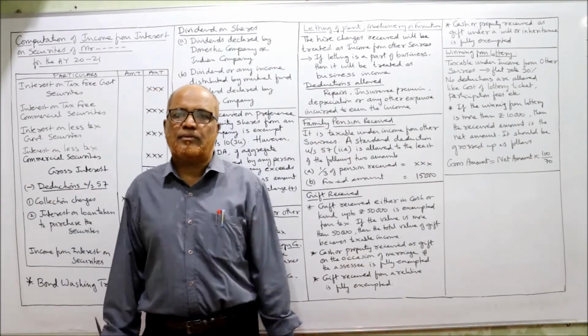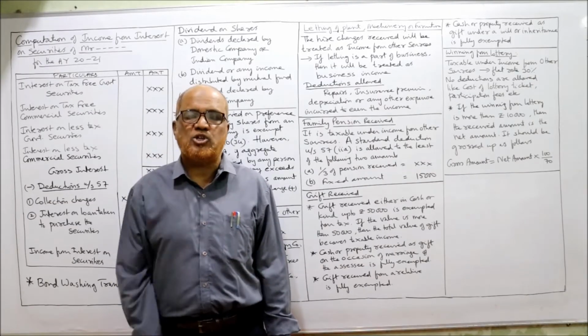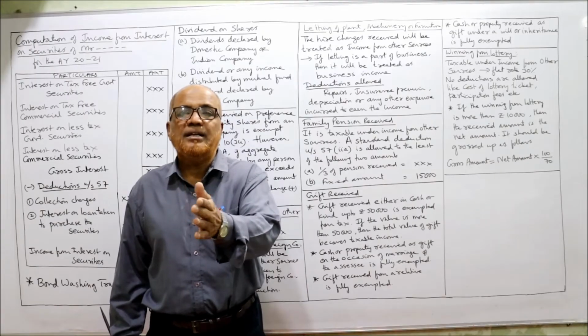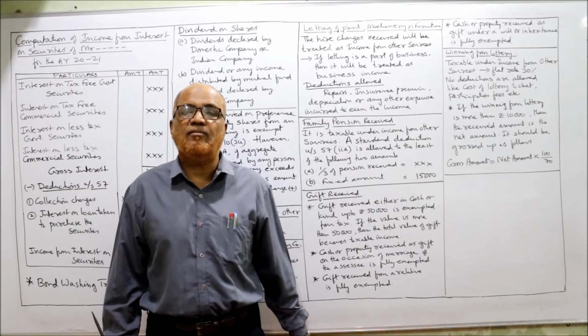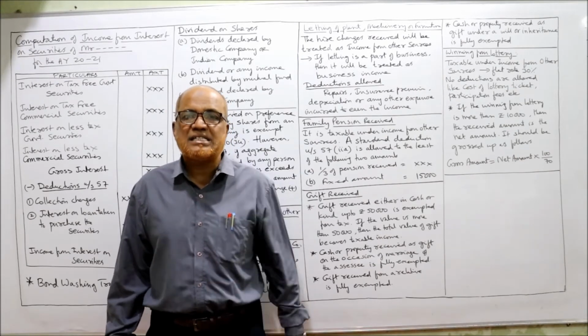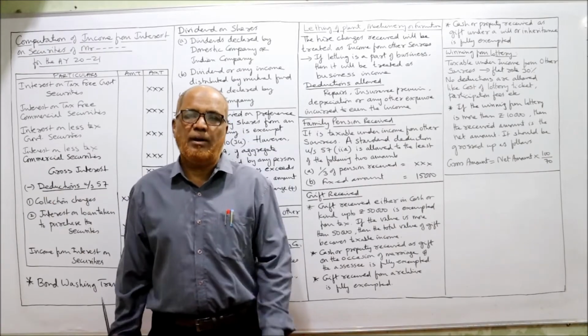But sometimes there is a provision that the employer will pay family pension. Family pension means the pension which is received by the legal representative of the deceased employee. Example, Mr. X is working in a government department.